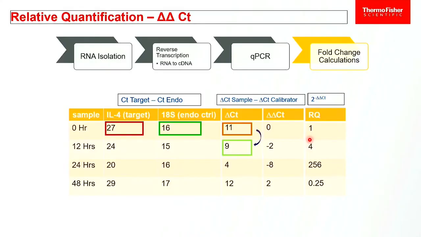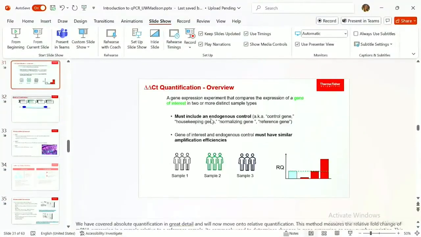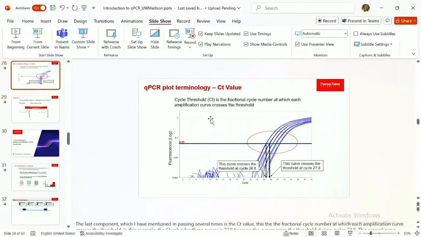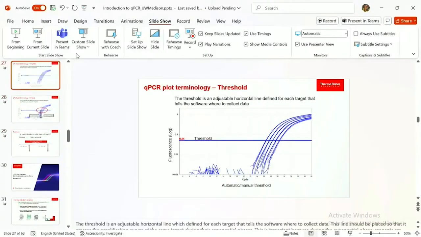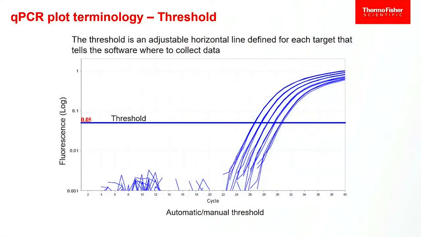Remember the way we are evaluating our data. This is a good point, I'm glad you asked that. Let's get back to a data slide. Let's look at this one. If we think about how we're generating data, if you have a lot of material, you're going to see it earlier, because you've made enough to cross the background level and be able to see it. So actually, more material comes from smaller CT values.